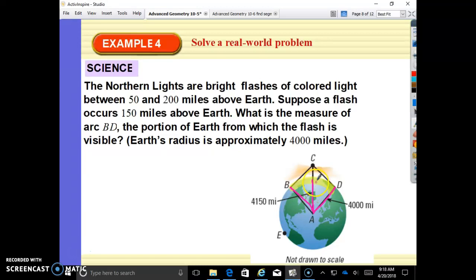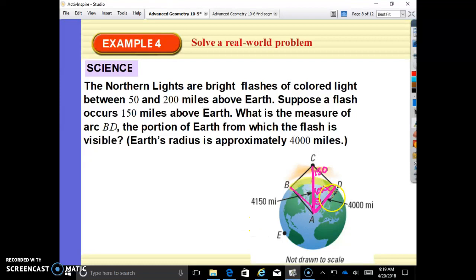Okay, so it says, suppose a flash occurs 150 miles above Earth. So above Earth, this is 150. And this is 4,000. All right, so they want to know the arc. This is a tangent, therefore it's a 90-degree angle, correct? So we have 4,000, and we have this, which is 4,150, and we want to know this angle, and I'm going to make it theta.